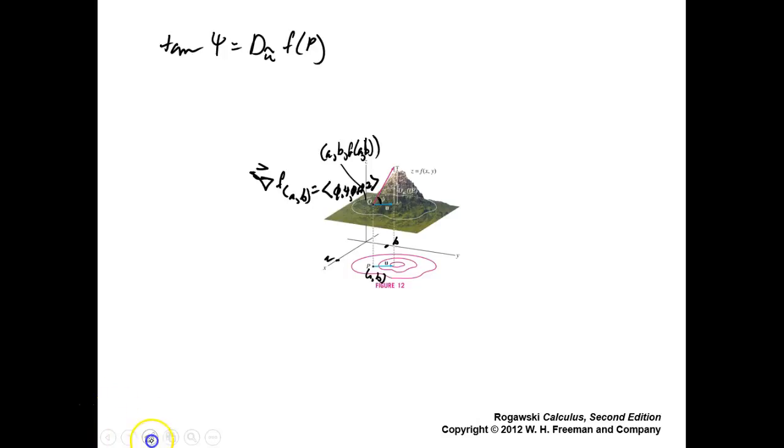Again, I don't really like the way they're drawing this. It's really hard to see, and the angle of inclination where they've drawn this doesn't look like an angle of inclination. Directional derivative is related to the angle of inclination in figure 12, which is this picture we have here.